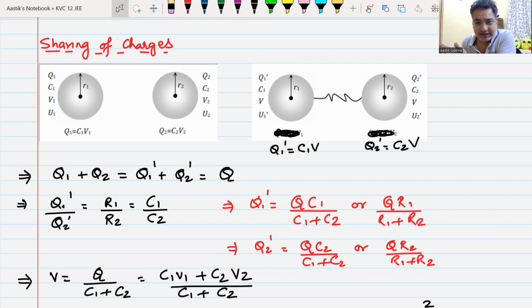So after some time, very quickly, the transfer of charges will stop. Yes or no? If I have two conductors and I connect them by a connecting wire for some time, maybe 1 second, 2 seconds, the charges will flow, and after that, the charges will stop flowing because they will reach the common potential. Yes or no? Yes, sir.